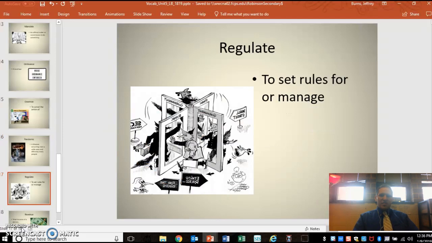We got regulate. So one of the things that our legislative branch does is they try to manage certain situations and certain topics, okay? And they set the rules for certain things. It's kind of like creating policy, okay? And regulating trade, for instance, setting certain guidelines.